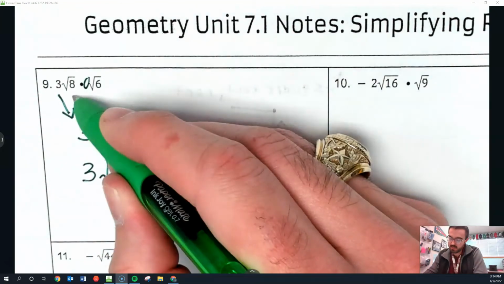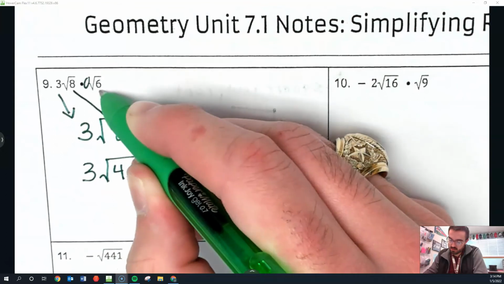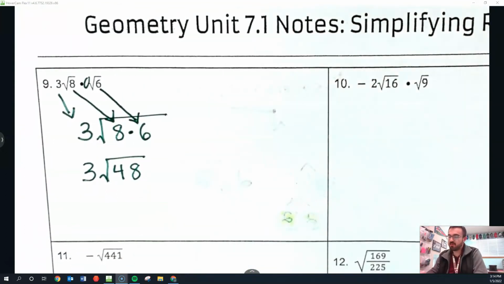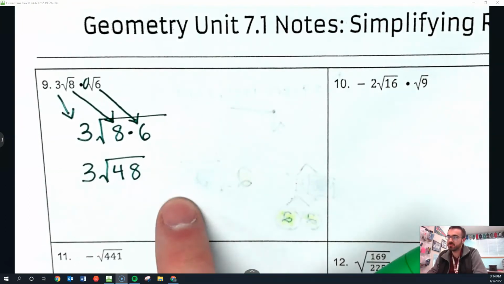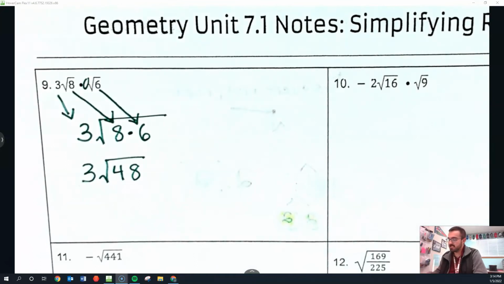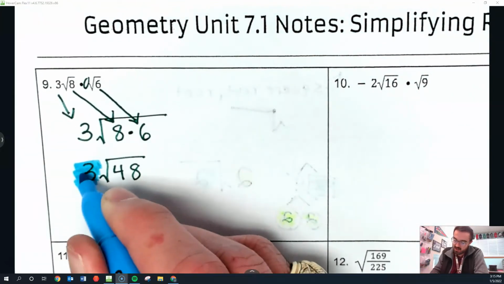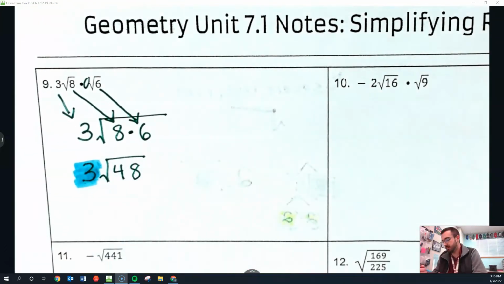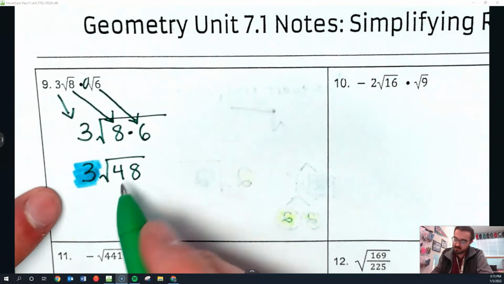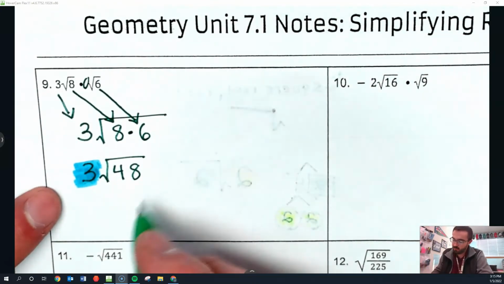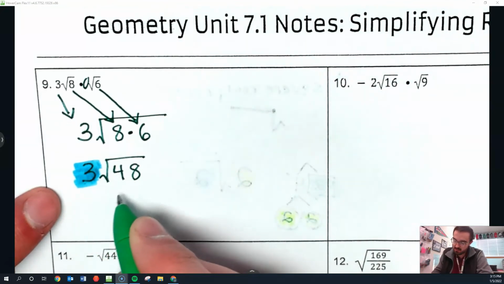We did the ones inside the radical. We multiplied those together because they're both inside the radical. 8 times 6 is 48. So now we have this situation. We need to simplify the square root of 48 before we move on. So just so we know that 3 isn't forgotten about, I'm going to highlight 3 real quick just to make sure we don't forget about 3. Let's just focus on 48 for now, but 3 we'll come back to.